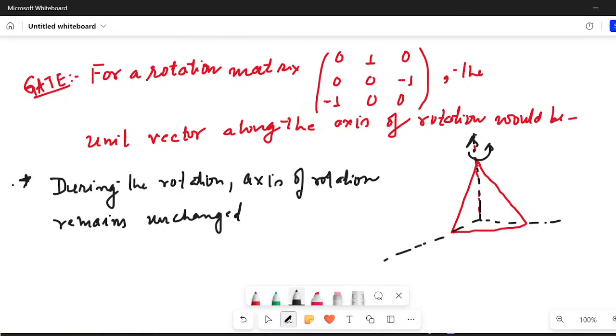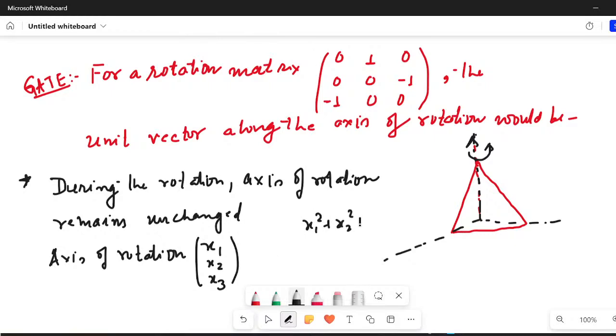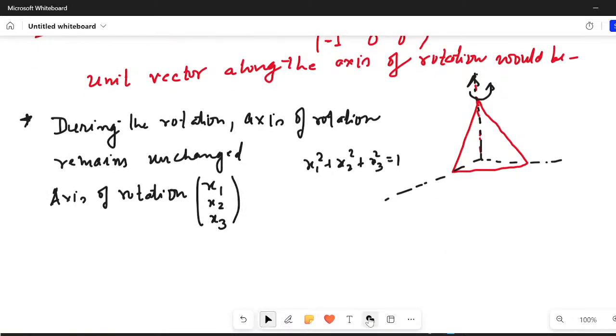So what does it imply? It implies that if I assign my axis of rotation vector x1, x2 and x3, and since I have to find the unit vector, obviously I'll divide by the square root of x1 square plus x2 square plus x3 square. That is quite easy, I'll do it later on. I'll normalize it, don't worry.